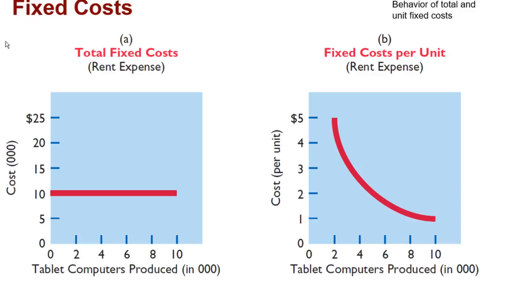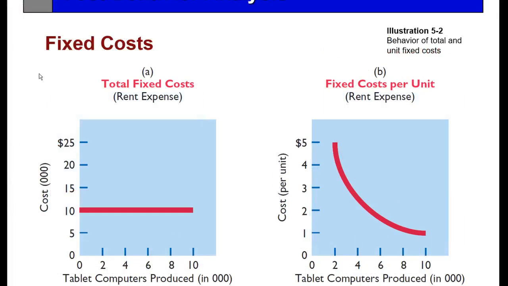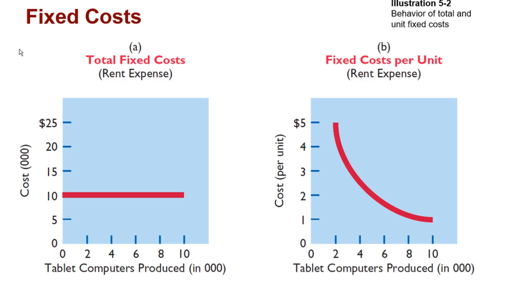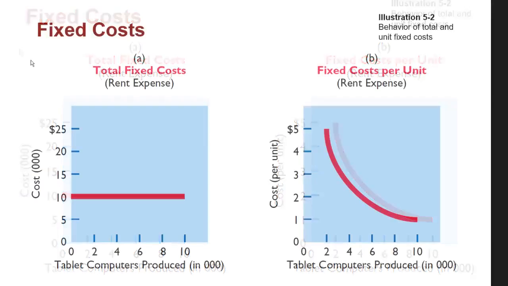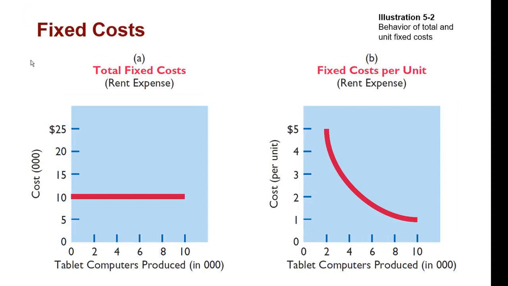Examples are property taxes, which do not change with production activity, and insurance and rent, which are the nature of a fixed cost. If I were to graph it, looking at Damon Company, they have production facilities, and it costs them $10,000 per month. So the total cost of the facilities will remain constant at every level of activity.